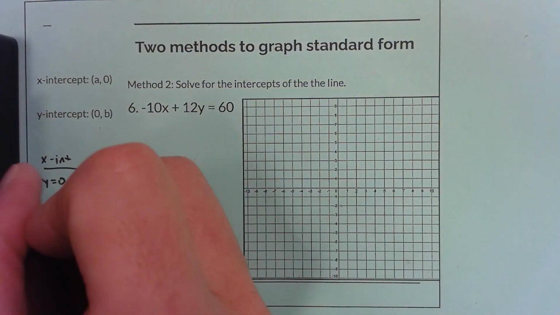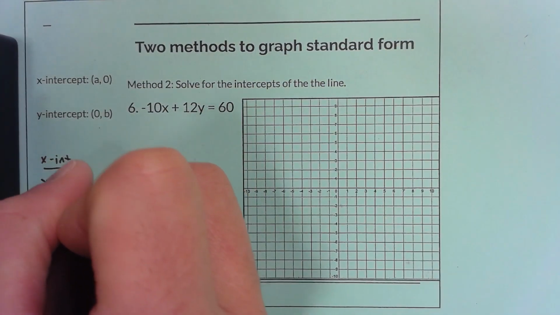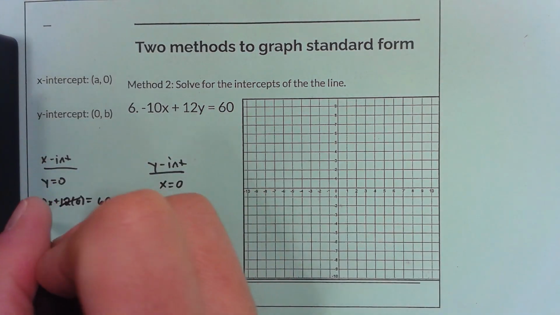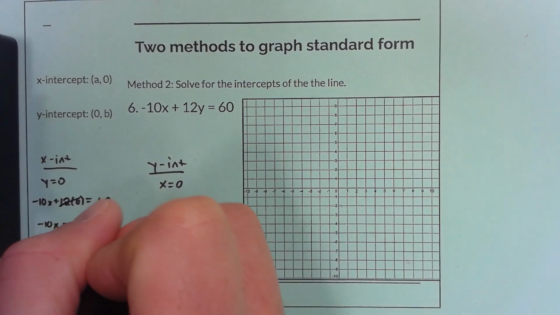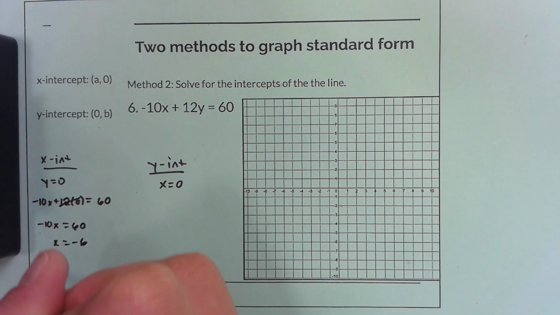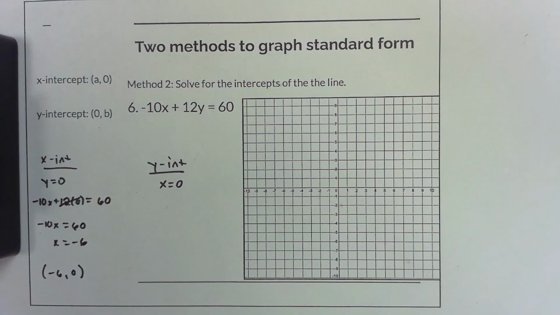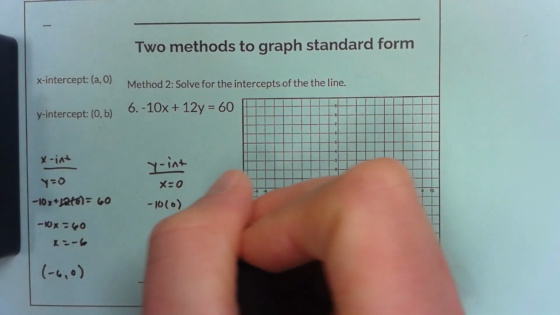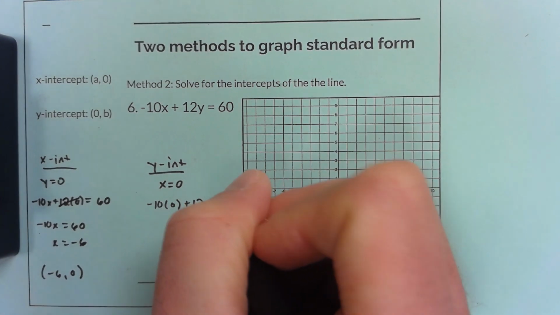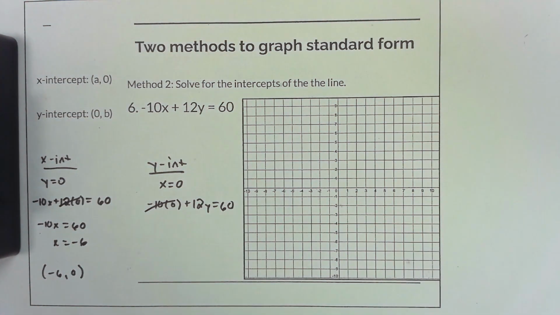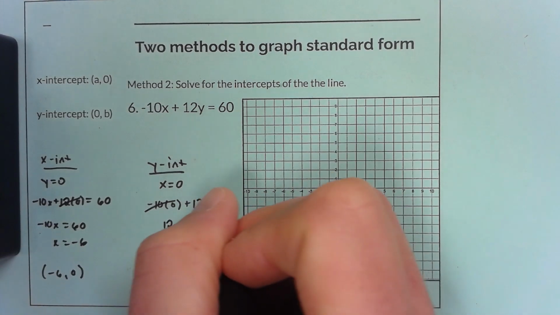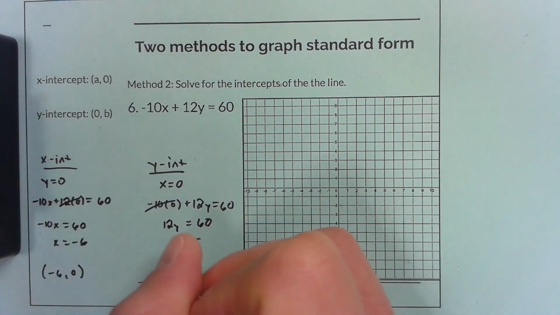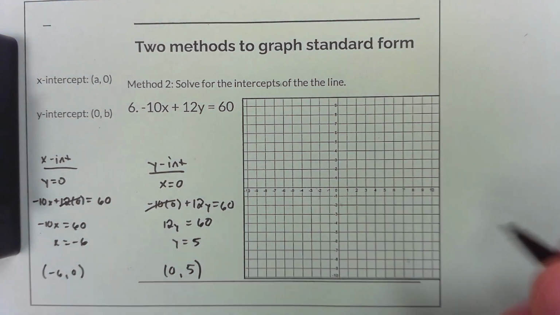So let y equal 0, so negative 10x plus 12 times 0 equals 60. 12 times 0 goes away, so I get negative 10x equals 60. And thus x equals negative 6. So (negative 6, 0) is that x-intercept. For the y-intercept, x is 0 now, so plus 12y equals 60. Negative 10 times 0 goes away. I get 12y equals 60. Divide by 12 and get that y equals 5. So (0, 5) being the y-intercept.